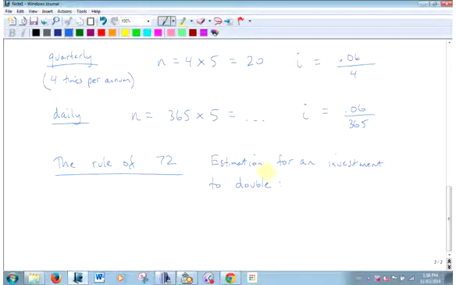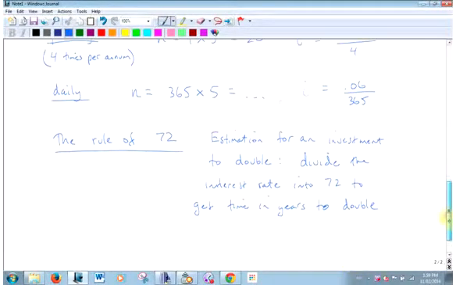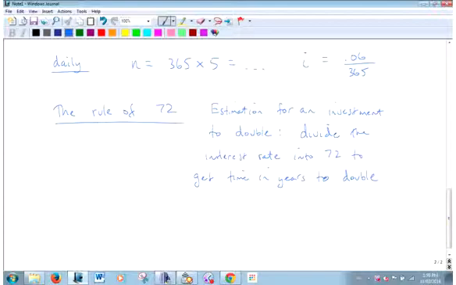So sometimes people want to know, when does that double? This is the rule of 72. Divide the interest rate into 72 to get the time in years to double. That's all it is. Quick little example. It just works, it's just math. If I get 7.2% on my money, how many years will it take to double? Divide it into 72. It'll take 10 years to double.